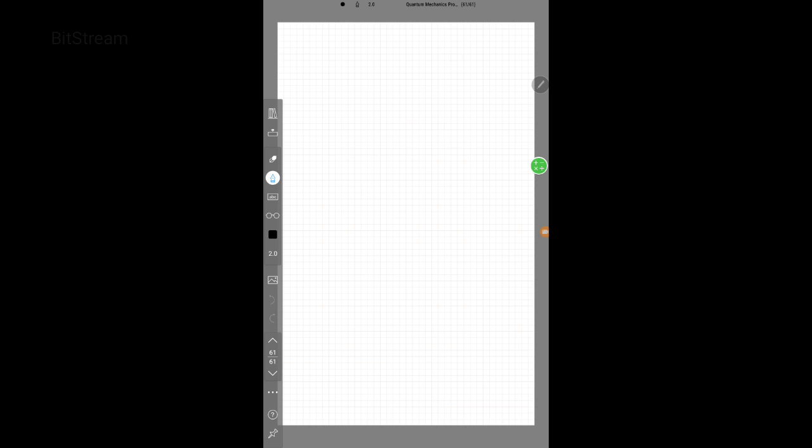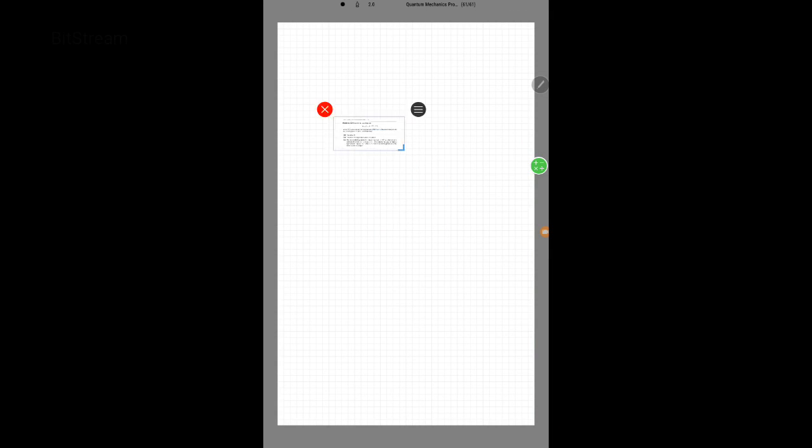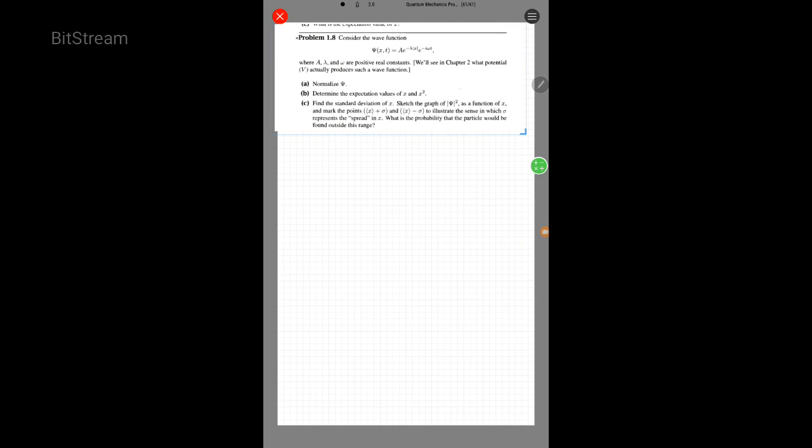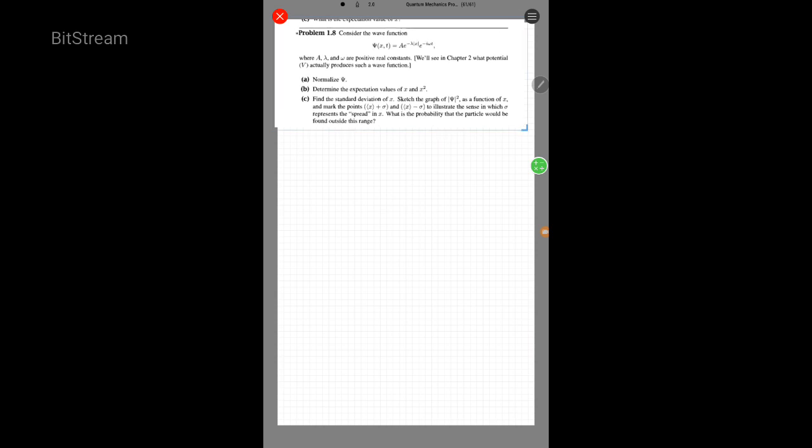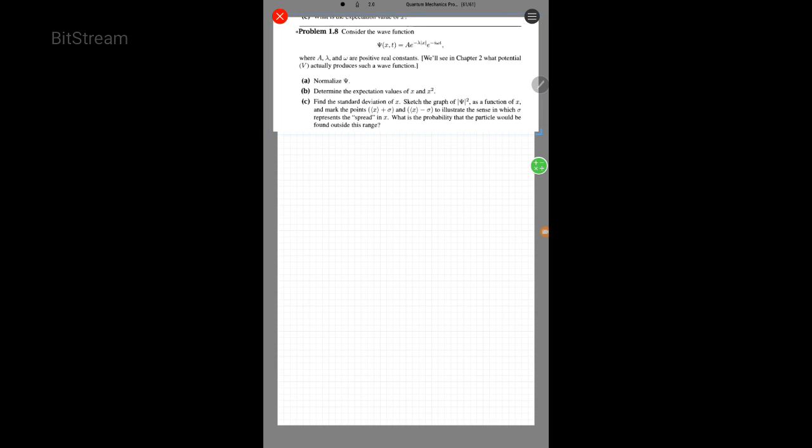Okay, so I'm going to be moving on with my Griffiths problems. I did 1.7 last time, so now I'm going to do 1.8. This one's pretty short and sweet. Now this is still after section 1.4, so this is all about normalization.